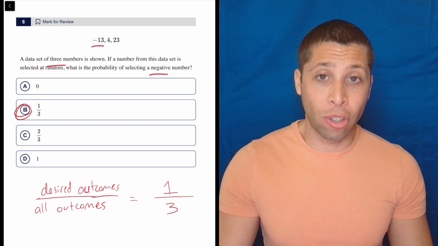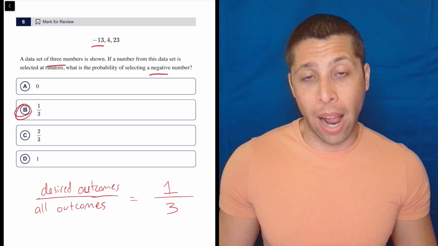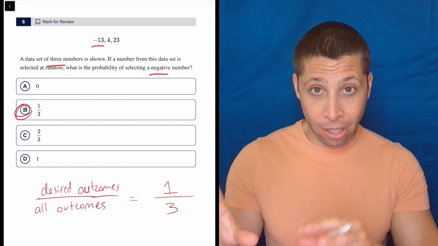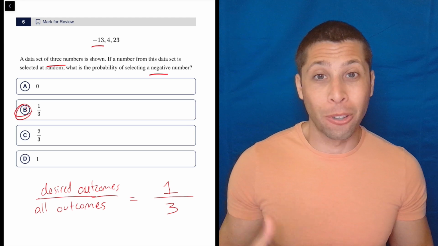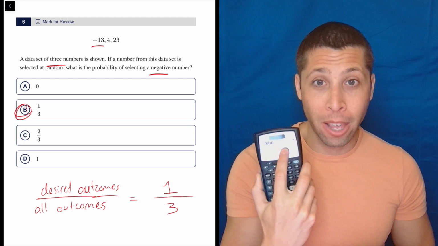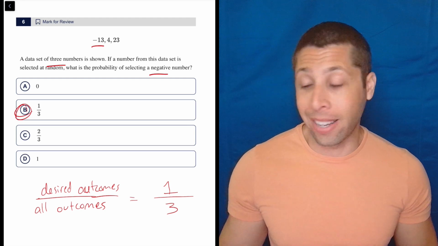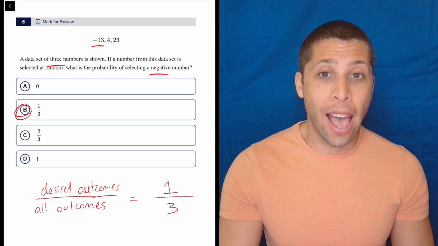The only thing that might change slightly is maybe instead of asking for the answer as a fraction, they ask for the answer as a decimal or as a percentage. But remember, fractions, decimals, and percents are the same thing. They're just different versions of writing the same number. So if they wanted a decimal, put it in the calculator and divide. If they want a percent, take that number and multiply it by 100. That's it. They're all the same thing. So probability is very, very simple on the PSAT and on the SAT as well.